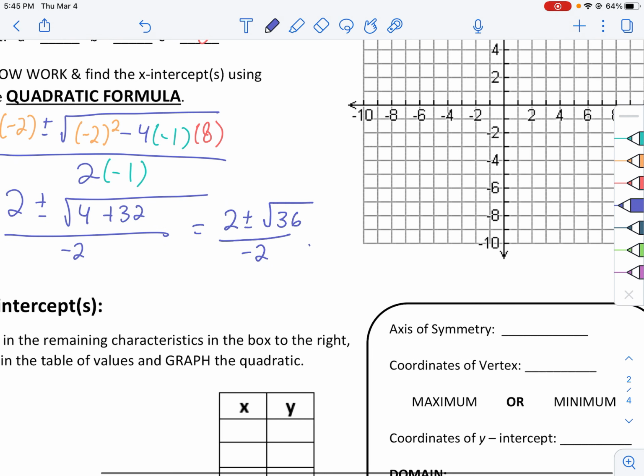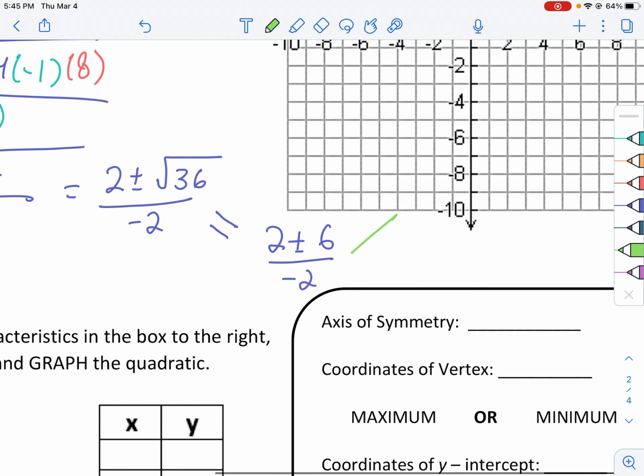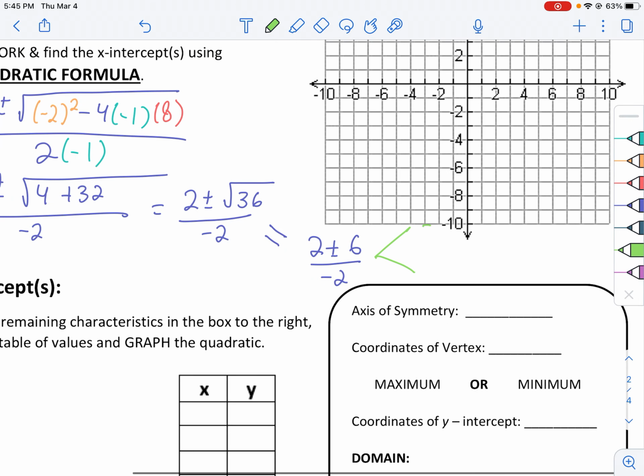Square root of 36 is 6, so this is equal to 2 plus or minus 6 over negative 2. And now we split it into the two cases. So that's 2 plus 6 over negative 2, and that's 2 minus 6 over negative 2. 2 plus 6 is 8 over negative 2, which gives us negative 4. 2 minus 6 is negative 4 over negative 2, which gives us positive 2.